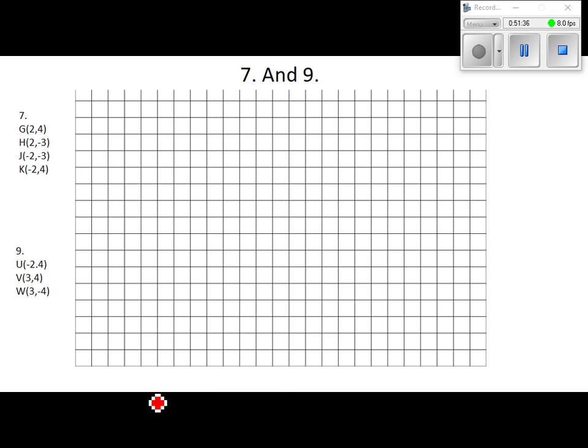Number 9. I'm going to draw in my X and Y axes again. When you grab graph paper over here, I actually have this kind of graph paper. It's got 12 of them, 6 on each side, so that you can do number 7 on this one, number 9 on this one, instead of trying to fit them all on one big piece. That might make it easier sometimes.